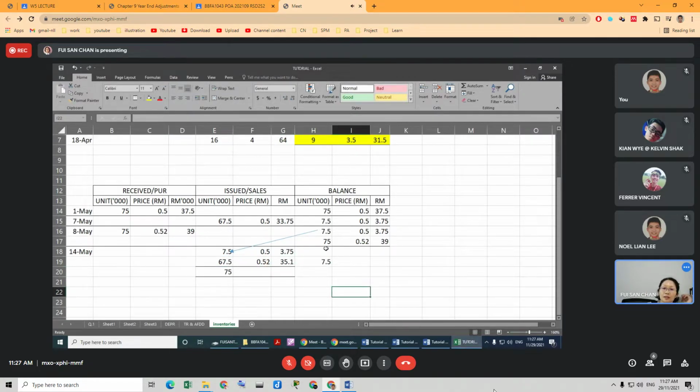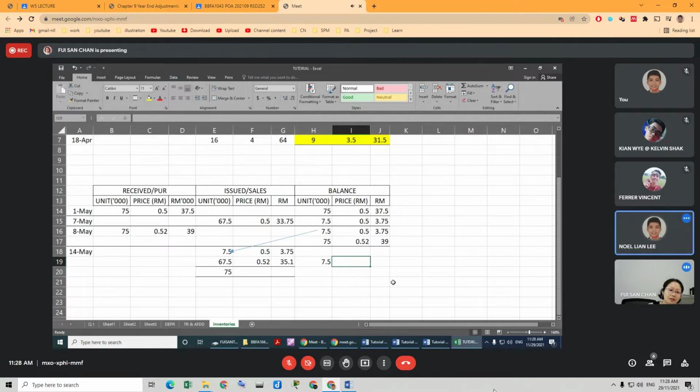So you see, you get what I mean? In week two, in total, we sell 75. But because of first in, first out, we have to utilize the remaining from week one. Week one still have 7.5, so this 7.5 must out first. And then we get from the next 75. But the next 75 is 52 cents already. Correct. So now the remaining is 7.5. So how much is this? What is the price? The remaining 7.5, how much is the price?